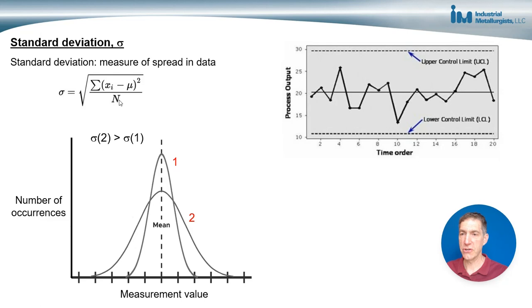And then the calculation for the standard deviation is shown here. It's equal to the square root of the sum of each individual value minus the mean. So we have to calculate the mean for all the process output, and that value is squared, and then it's divided by the total number of data points. And so using this equation, we can calculate the standard deviation for any set of data.